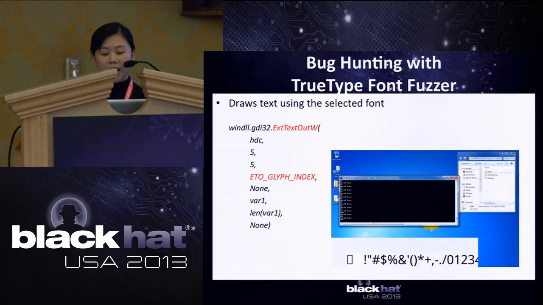Some Win32 API functions provided by Microsoft to call the physical font could be used by applications that need to work with fonts at a lower level. In this TTF fuzzing design, we use the ExtTextOutW API function together with the ETO_GLYPH_INDEX flag.